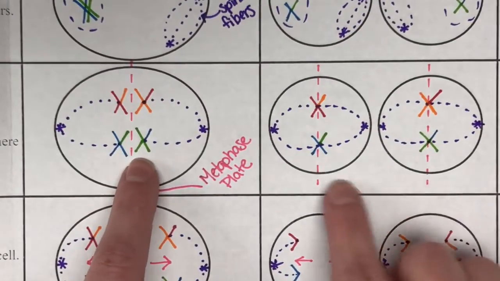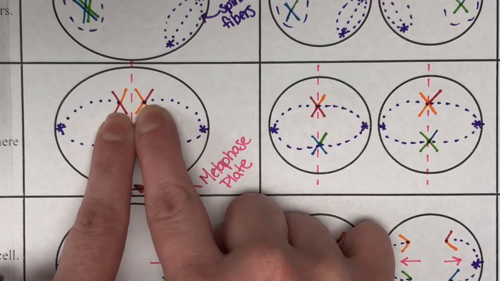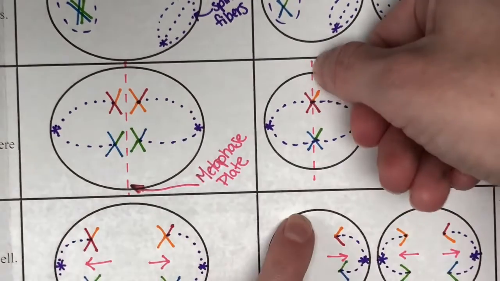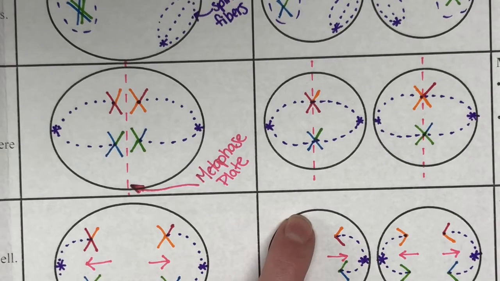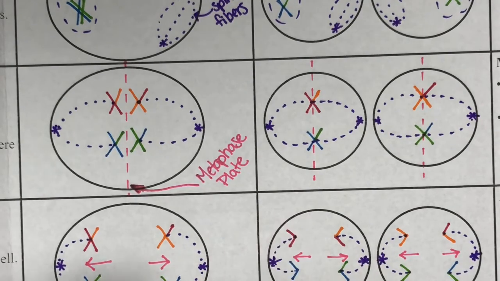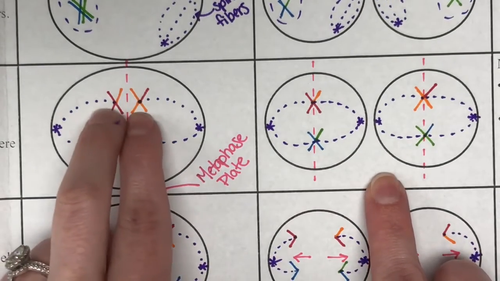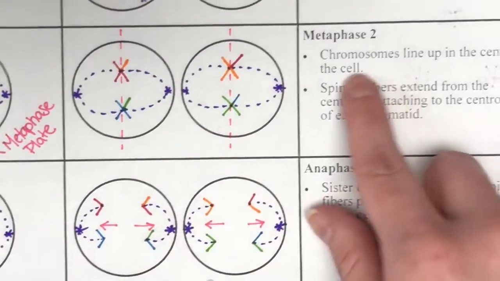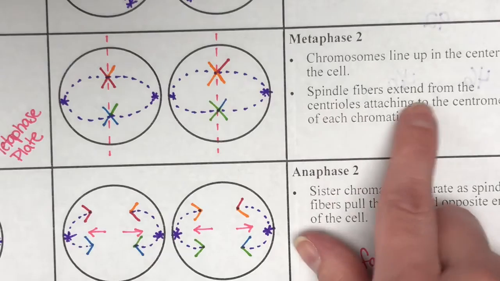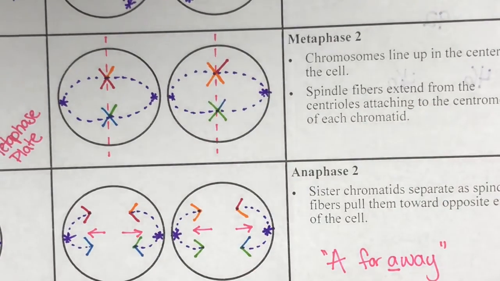Metaphase 2, they're lining up along the center of the cell, but unlike in metaphase 1, they're not pairing up on either side of that metaphase plate. They're lining up directly along that metaphase plate. So the way to tell if we're in metaphase 1 or metaphase 2 is if they're paired up along the center or in a single file line along the center. So those chromosomes line up, and the spindle fibers extend and attach.